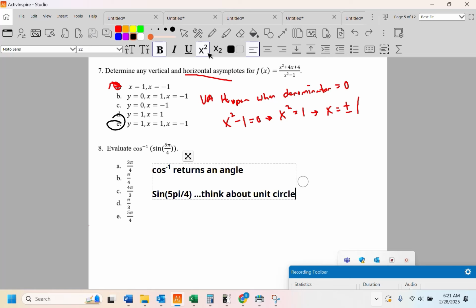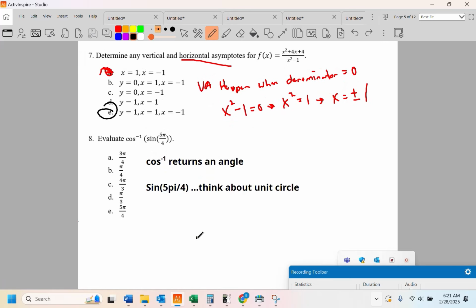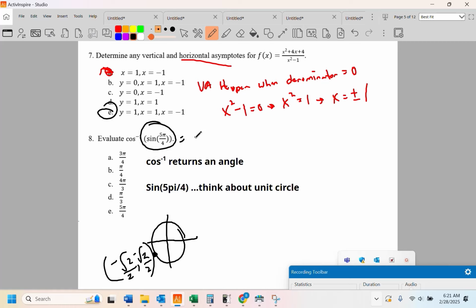And here's something that we haven't done yet, so it's a good place to start talking about it. 5 pi over 4 is going to be right there. At least I believe it's going to be. And you're going to have root 2 over 2 and root 2 over 2, and they're both negative. And you might think, well, why isn't the answer 5 pi over 4? Because this is where I'm at. But anyways, the sine of 5 pi over 4 is negative root 2 over 2.